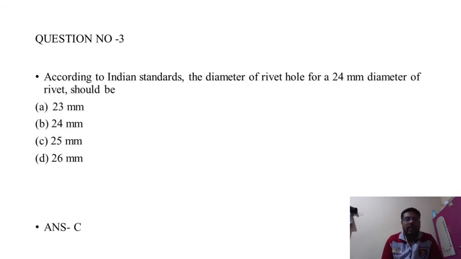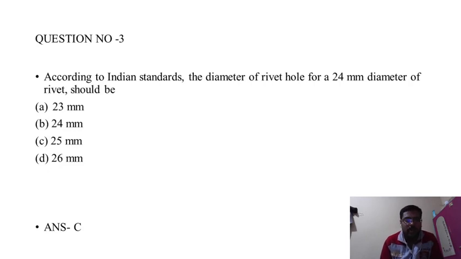Question number 3. Clearly observe the question and choose your answers. According to the Indian standards, the diameter of the rivet hole for a 20 mm diameter of the rivet should be. Clearly understand the problem. This is multiple choice questions. Some answers are close to each other, but only one is the accurate value, so find out the accurate value.